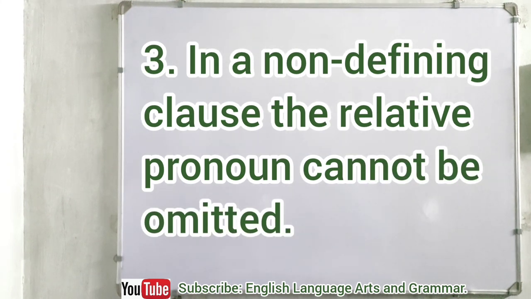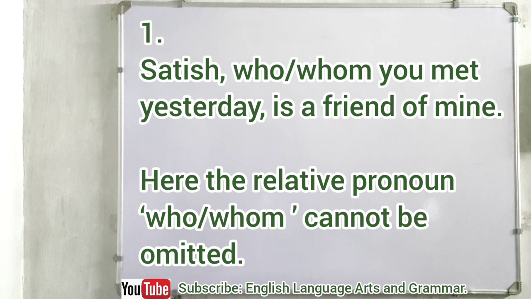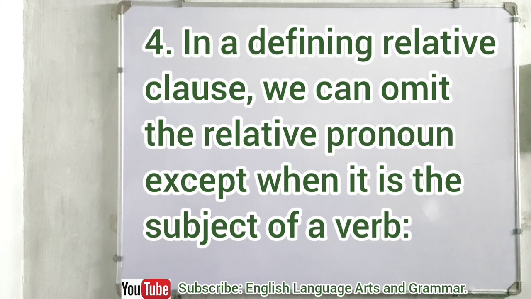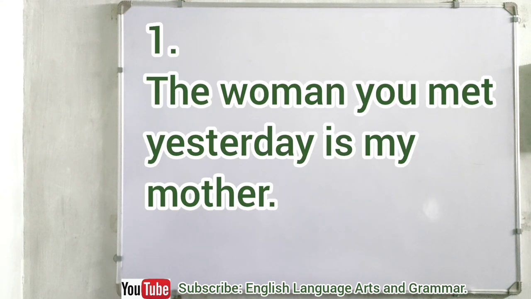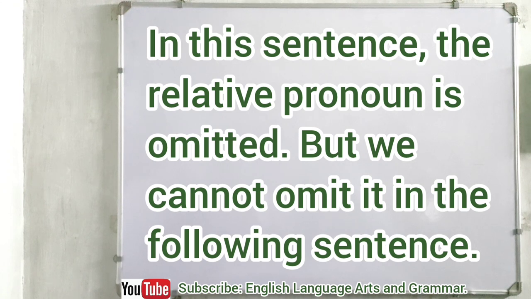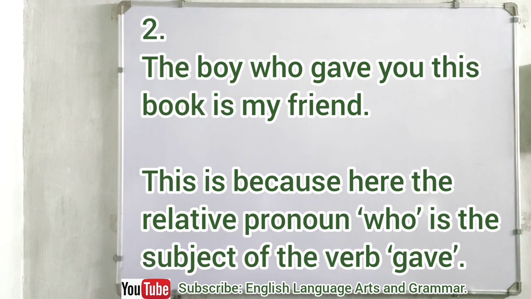Rule number 3. In a non-defining clause, the relative pronoun cannot be omitted. Examples. Example 1. Satish, whom you met yesterday, is a friend of mine. Here the relative pronoun whom cannot be omitted. Rule number 4. In a relative clause, we can omit the relative pronoun except when it is the subject of a verb. Example 1. The woman you met yesterday is my mother. In this sentence, the relative pronoun is omitted, but we cannot omit it in the following sentence. Example 2. The boy who gave you this book is my friend. This is because here the relative pronoun who is the subject of the verb give.